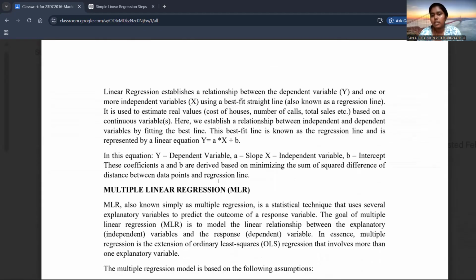The best fit line is known as the regression line and is represented by the linear equation y = a * x + b. Here y is the dependent variable, a is the slope, x is the independent variable, and b is the intercept. These coefficients are based on the SSE, the sum of squared differences between the actual and the predicted data, that is, between the data points and the regression line. Let's get to the problem of simple linear regression.